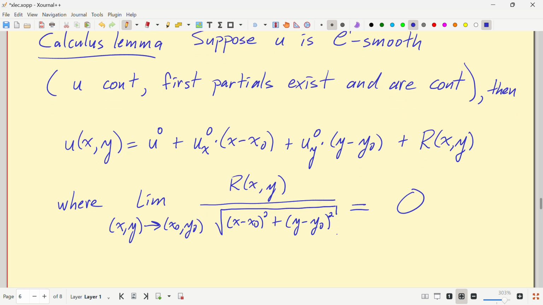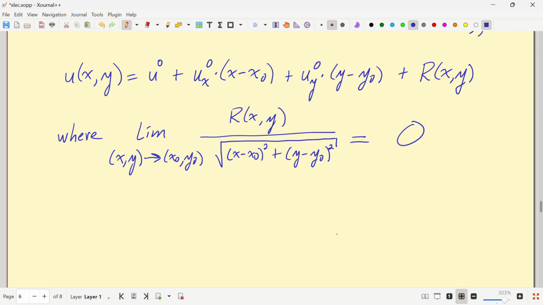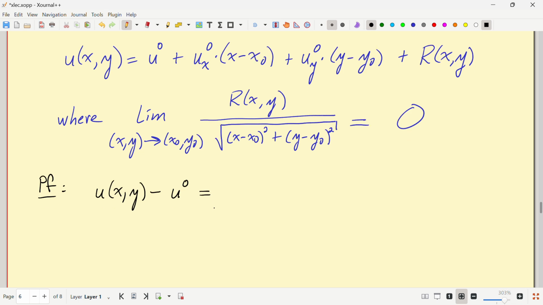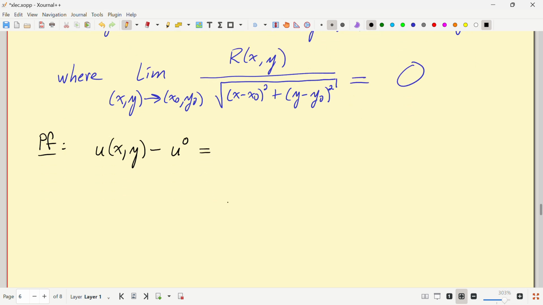Yeah, I guess I'll tell you a few words about the proof of this. And I posted the details, so what I'm going to say right now will help you read the details. Let's see, so here's u of x, y minus u naught. I'm going to use the fundamental theorem of calculus here. So what's my function? This is going to be (x naught, y naught). This is going to be (x, y).